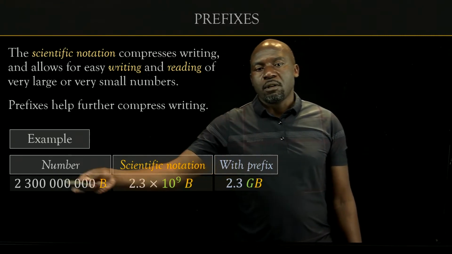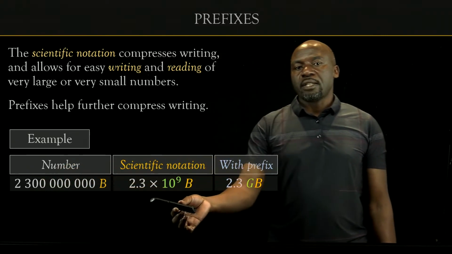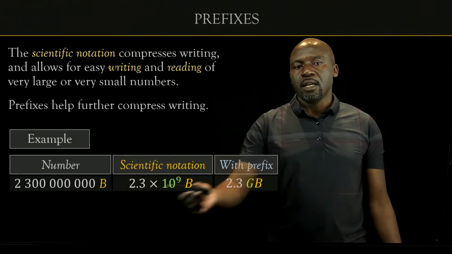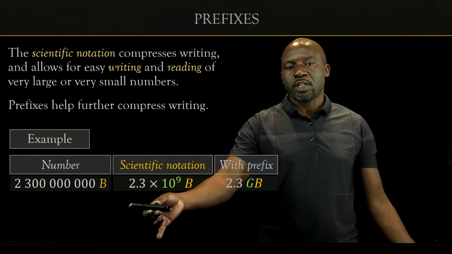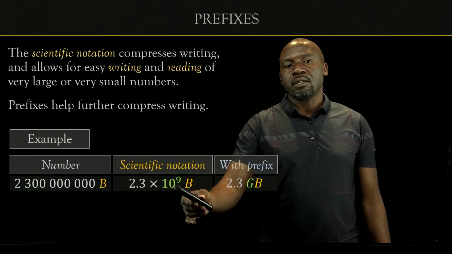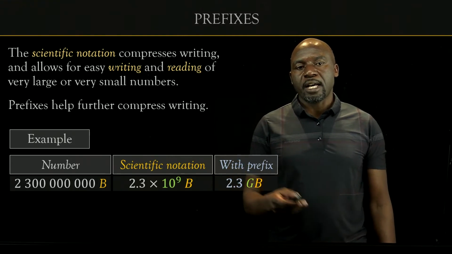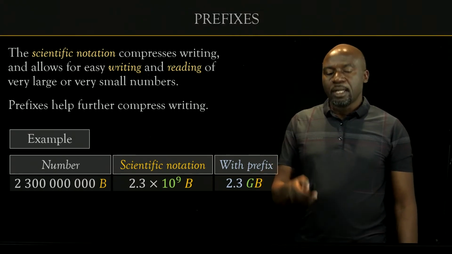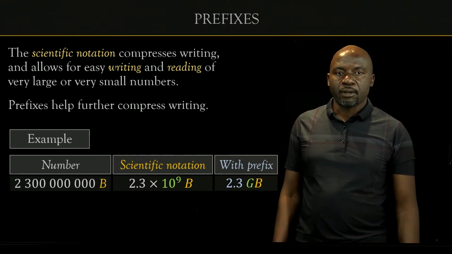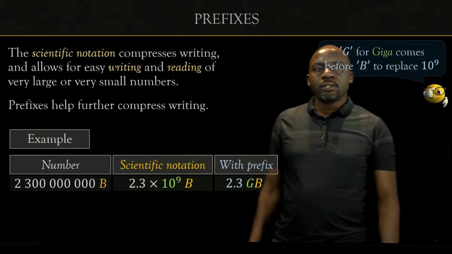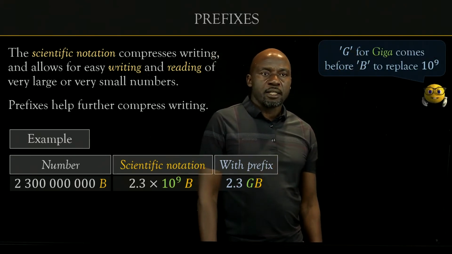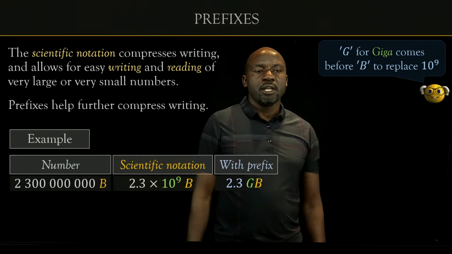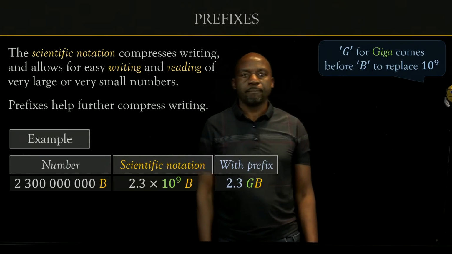So we've moved from writing a huge number like this to compressing it into scientific notation, which is good, especially for calculations. We need this and not this. In calculation, we need this. But if we just want to express it for somebody to read it quickly, then we can reduce by replacing the 10 power 9 by a symbol that we all agree to use to mean the same thing. So that symbol, G, is a prefix, okay? So the G, which means giga, comes before the byte to replace 10 to the power of 9, okay?